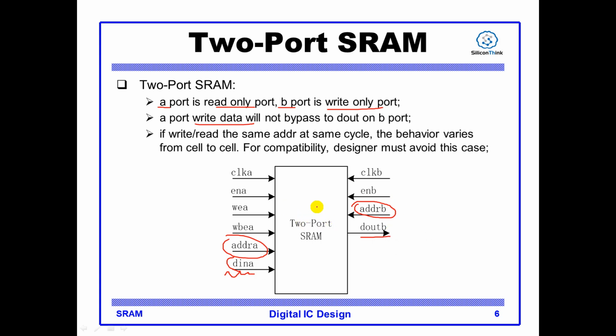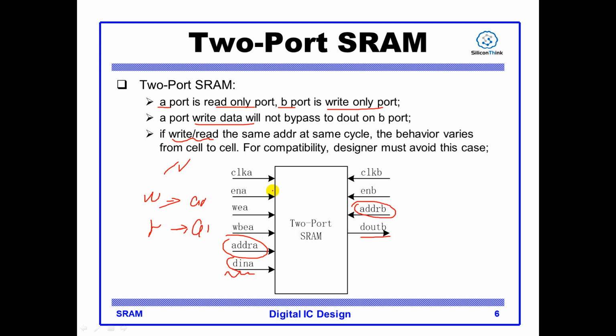And for two port SRAM, for a single cycle, you can do both write and read in a single cycle. Yes, for example, for cycle N, you can do write to A0 and do read to A1. This is legal. But you need to take care of that. If read write to the same address, the behavior will vary from cell to cell. That is, the D out may be a random value, or the write operation may fail.